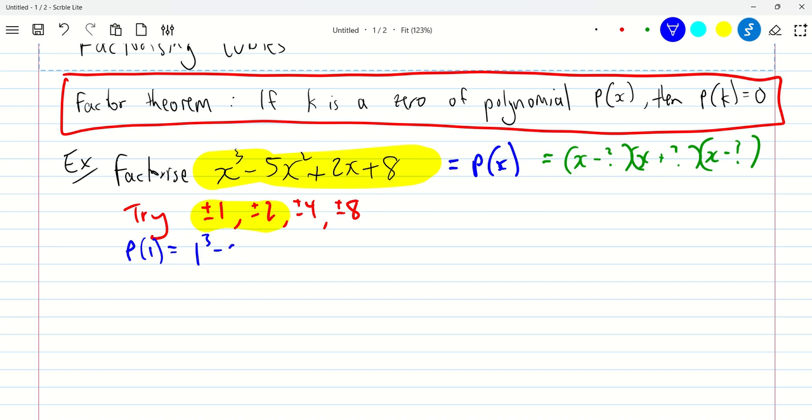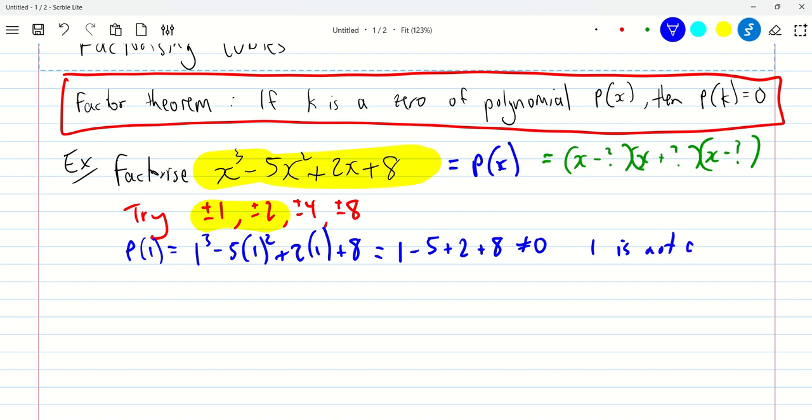So 1 cubed minus 5 times 1 squared plus 2 times 1 plus 8. What does that equal? Well, I'll just write it out. 1 take away 5 plus 2 plus 8. Does that equal 0? 1 take away 5 is -4. -4 plus 2 is -2. So that is not equal to 0. That means that 1 is not a 0.